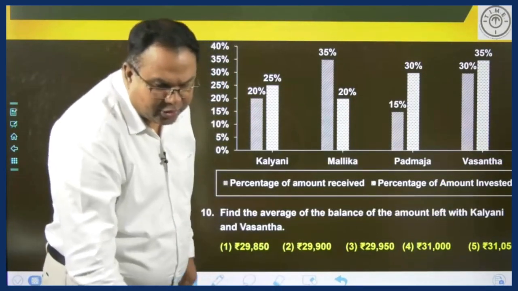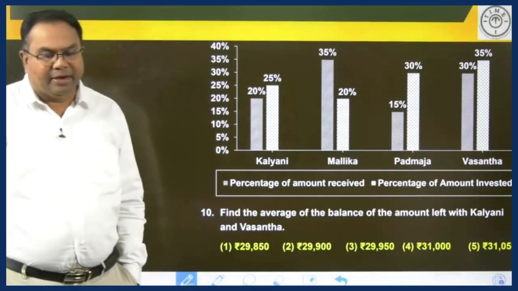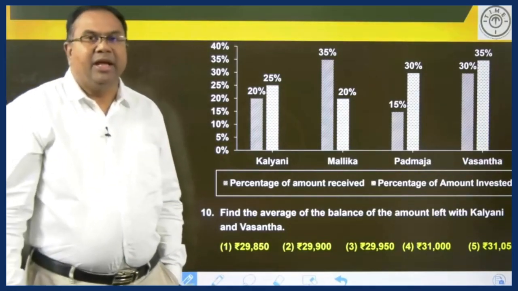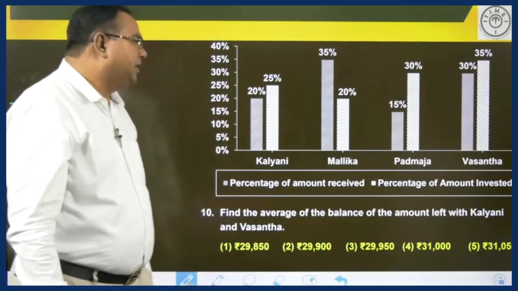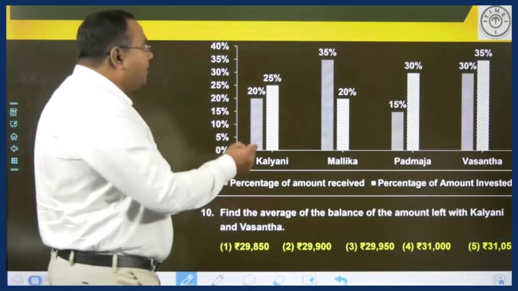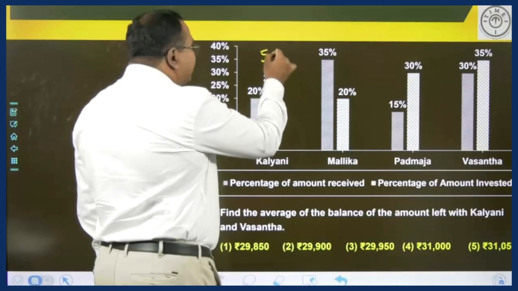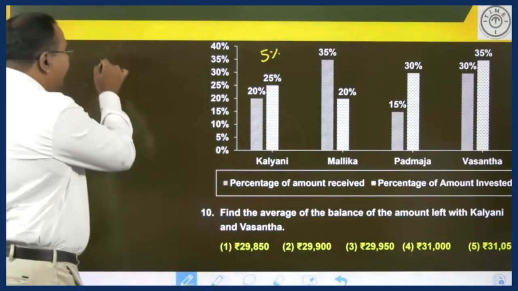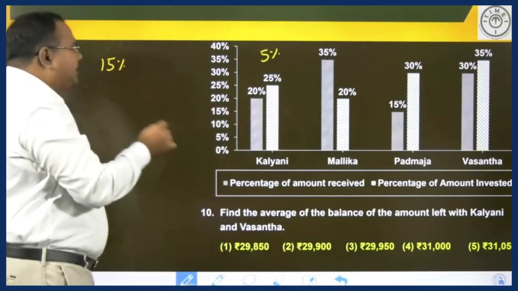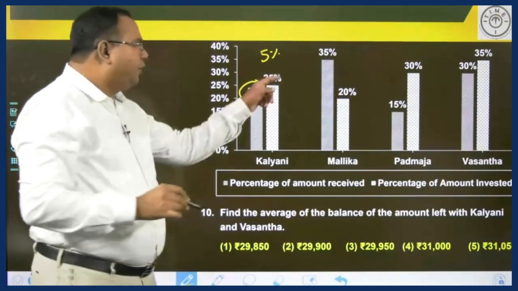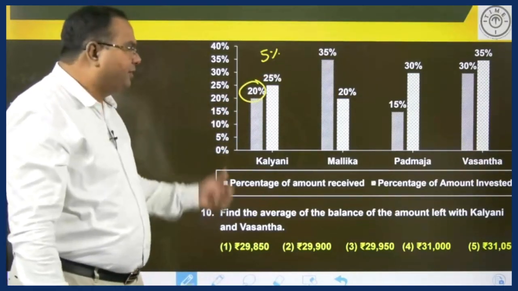Let us look at the last question, question number 10. Average of the balance amount left with Kalyani and Vasanta, right? Kalyani, how much is she spending, ma? 5%, na, ma? She is investing. So, what is the amount left with Kalyani? 15%. Because she has received 20%, and 1/4 of that she is investing. So, she is left with 15%.